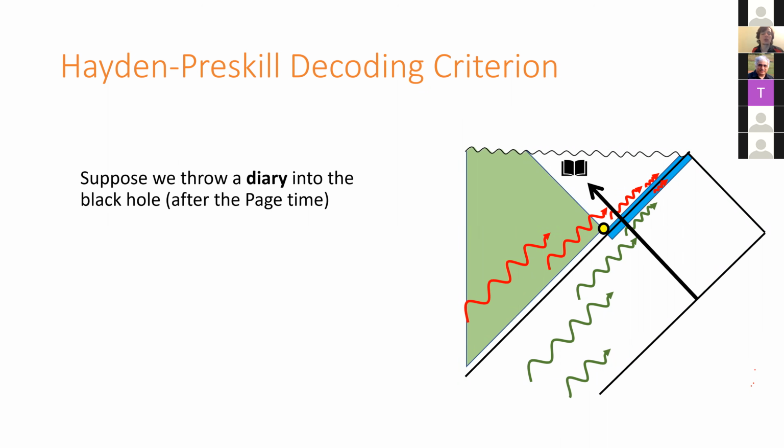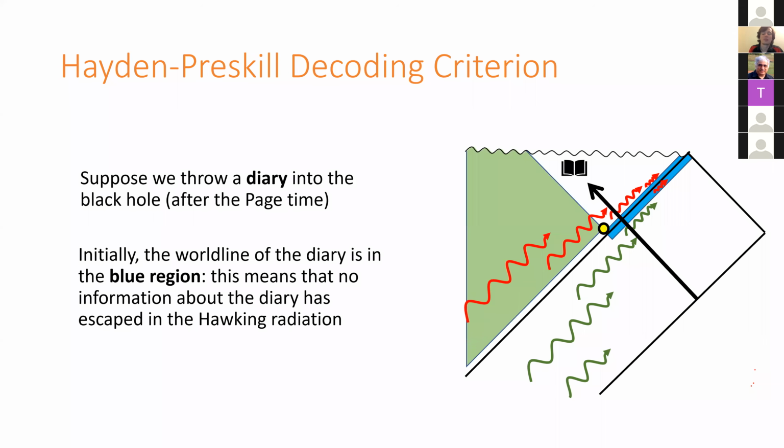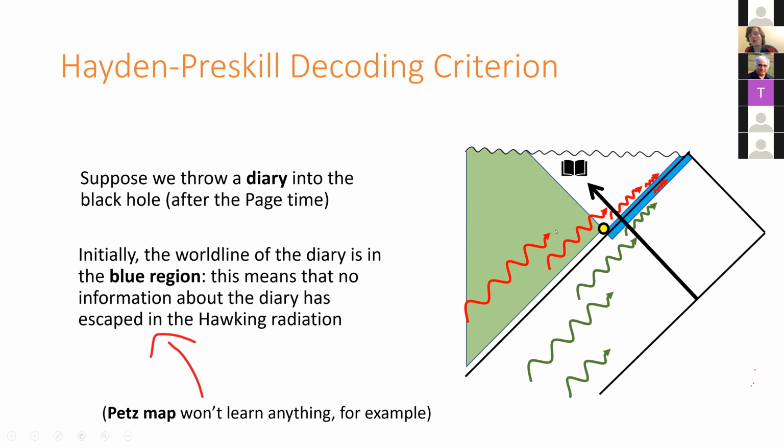What about if we throw a diary into the black hole? And throw it in after the Page time, because that's the more interesting case. Initially, the world line of the diary looks something like this. It's going to go through this blue region. It's going to be going to the right of this yellow dot that's the quantum extremal surface. That means that there's no way it gets connected through one of these replica wormholes.